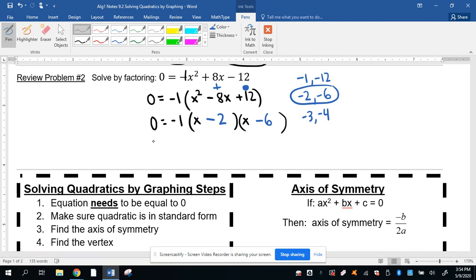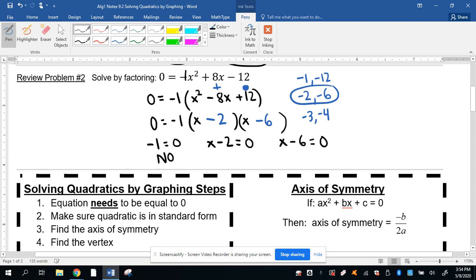Set each factor equal to 0: -1 equals 0, x minus 2 equals 0, x minus 6 equals 0. Well, we know that -1 does not equal 0. We will find out later, meaning in section 9.1, what that -1 does to our graph. I will quickly tell you that -1 will actually put our parabola going downwards.